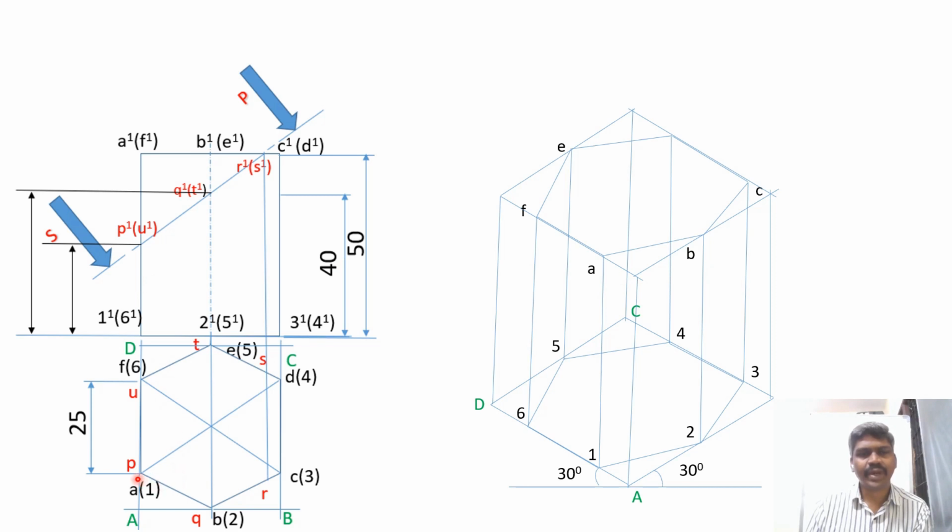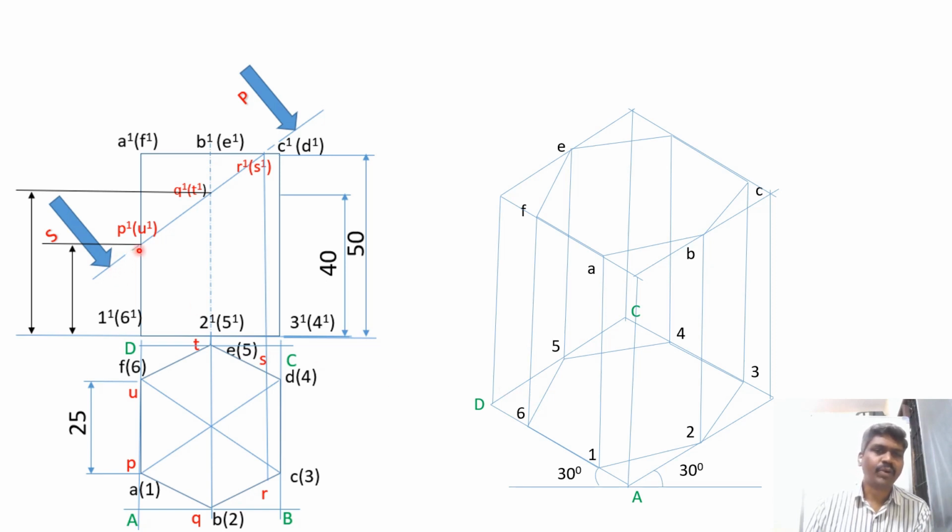Now we transfer the section points. Where is the P section point? P section point is on the A1 long edge. Where is the Q section point? Q section point is on the B2 long edge. Where is the R section point? R section point is available on the top edges in between B to C. Similarly, S section point is available on the top edges D to E. Again, the T section point is available on E to 5. The next section point U is available on F to 6.